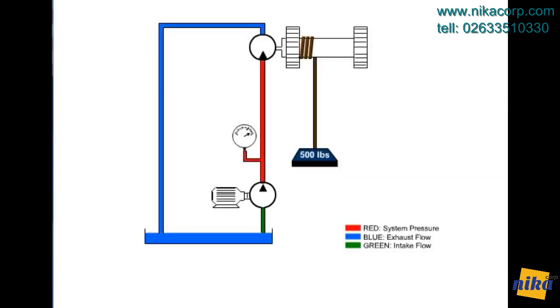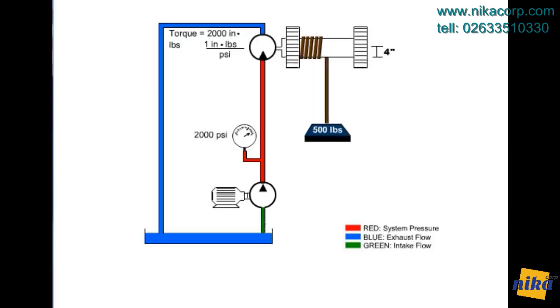A hydraulic motor that is rated at 1 inch-pound force per 1 psi is rotating a winch with a radius of 4 inches. Our load is 500 pounds. The required torque is 2,000 inch-pounds. Based on the torque rating of our motor, our operating pressure would be 2,000 psi. The second consideration would be displacement. This is necessary to determine the amount of flow required to rotate the hydraulic motor at the required RPM.